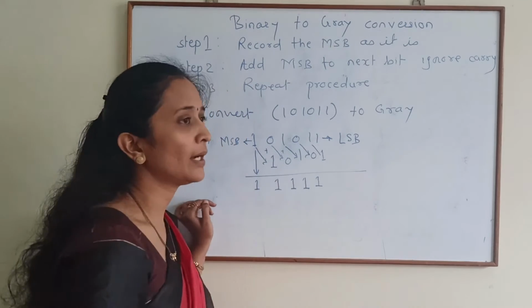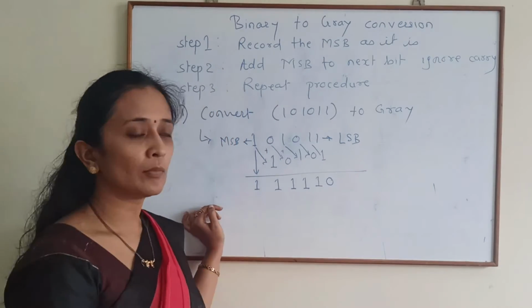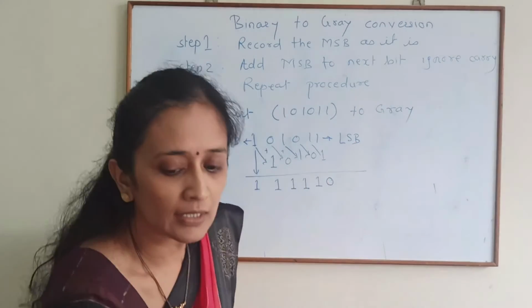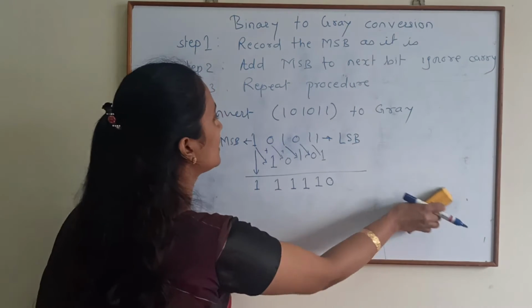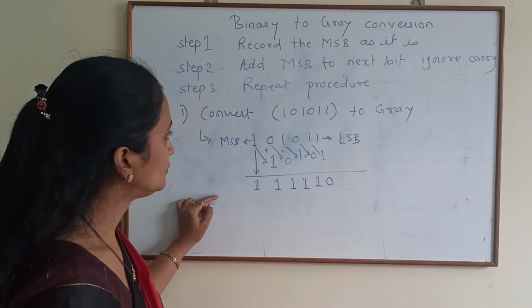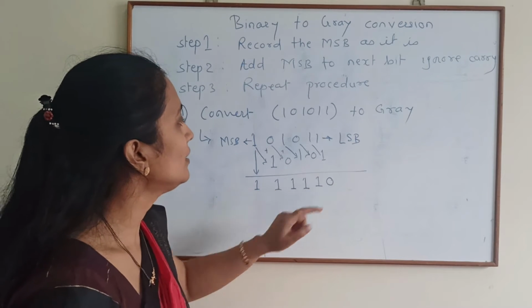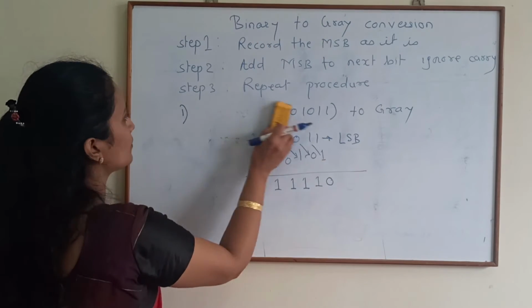1 plus 1. Binary addition. Answer will be 0. Carry will be 1. But what we have to do? Ignore the carry. Therefore, we will not take the carry. 0, 1, 0, 1, 1, 1 is equivalent to 1, 1, 1, 1, 1, 0. One more example we will take.